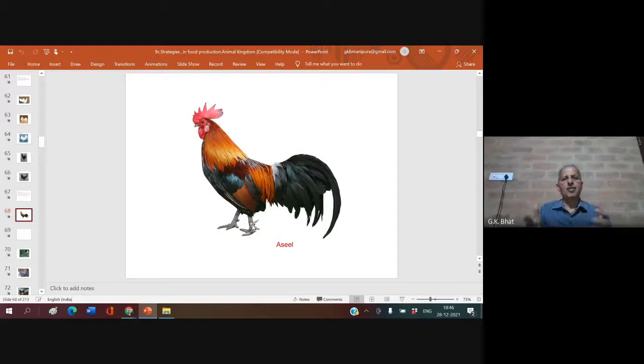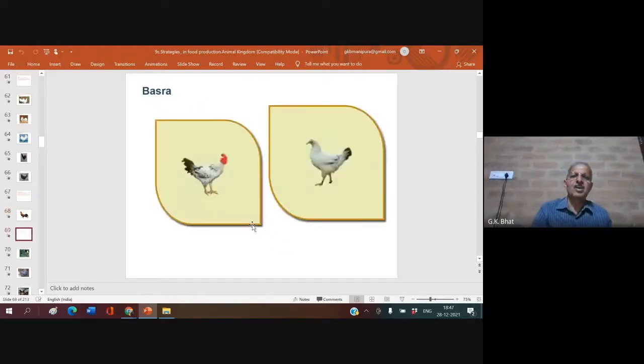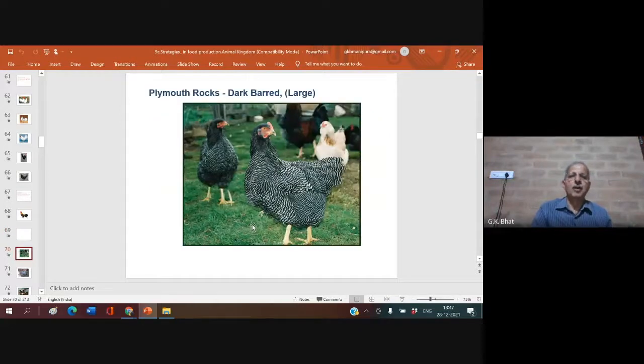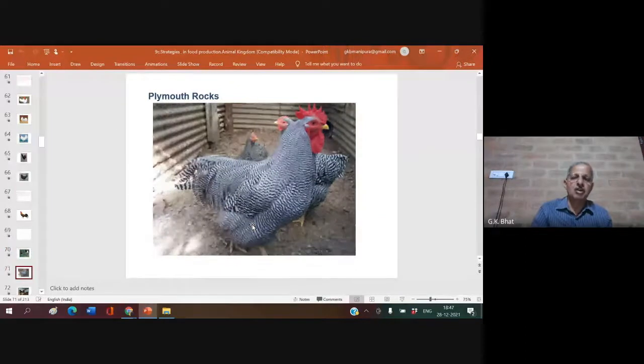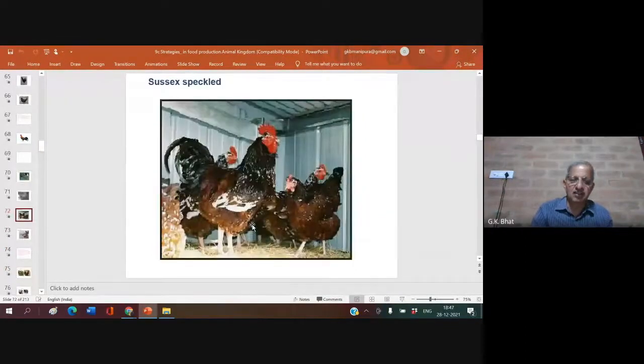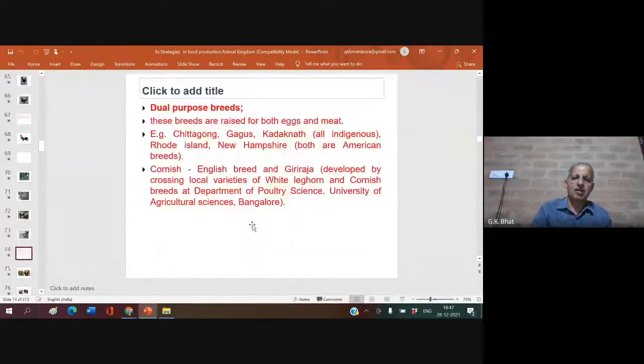And later there will be a lot of betting on the two cocks, and losers have to pay all the money to the winners. Okay, this is the one which is used in cockfighting. Asil and this Basra, both are indigenous breeds, and this is a Plymouth Rock, the exotic breed from USA.